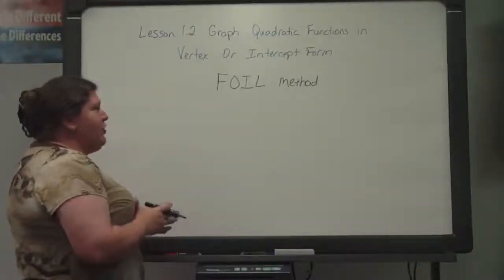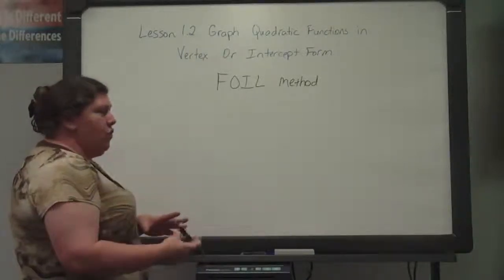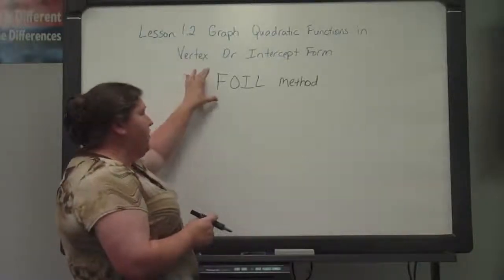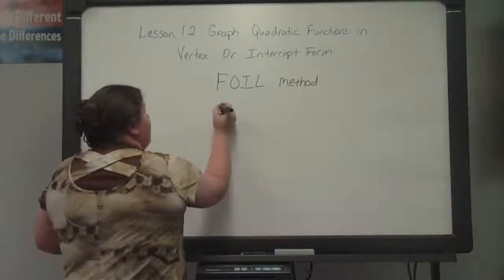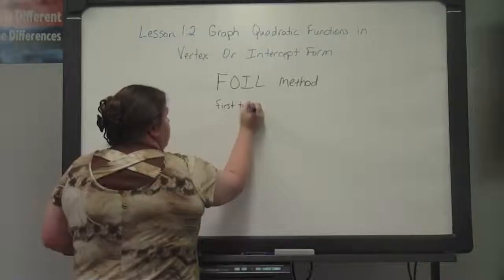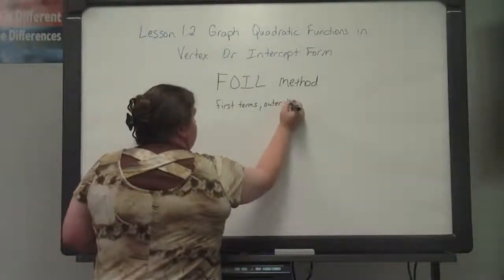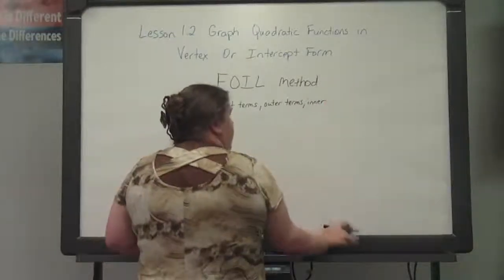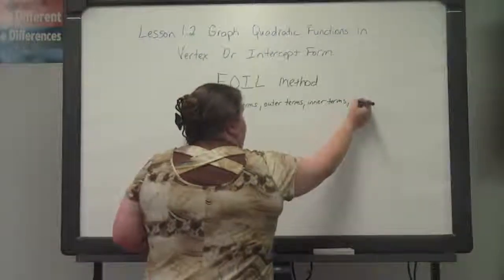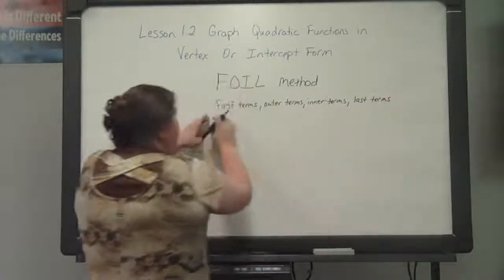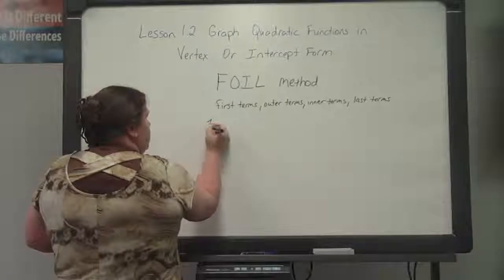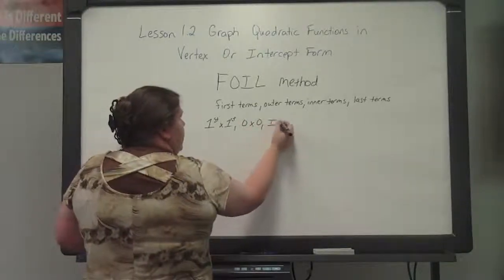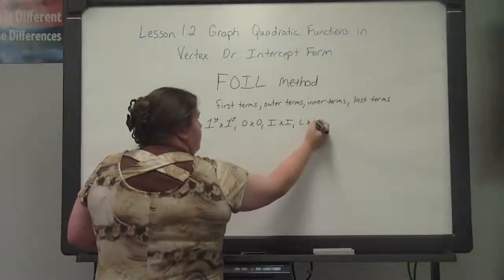Now there are going to be times when you need to change the intercept form and vertex form back into the standard form. And so we need to know how to FOIL to be able to do that. All right, FOIL, F-O-I-L, stands for first terms, outer terms, inner terms, and last terms. What this tells you is you multiply first times first, the outer times outer, inner times inner, and last times last.